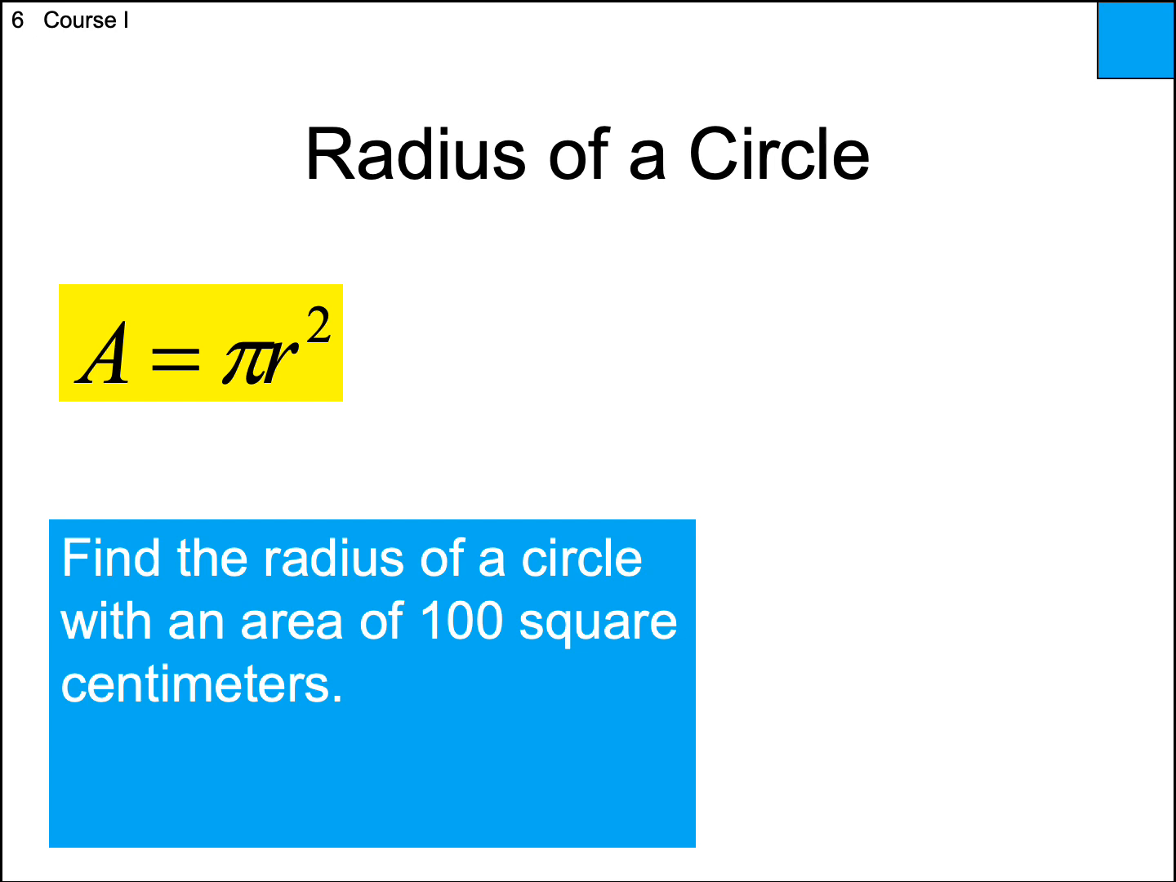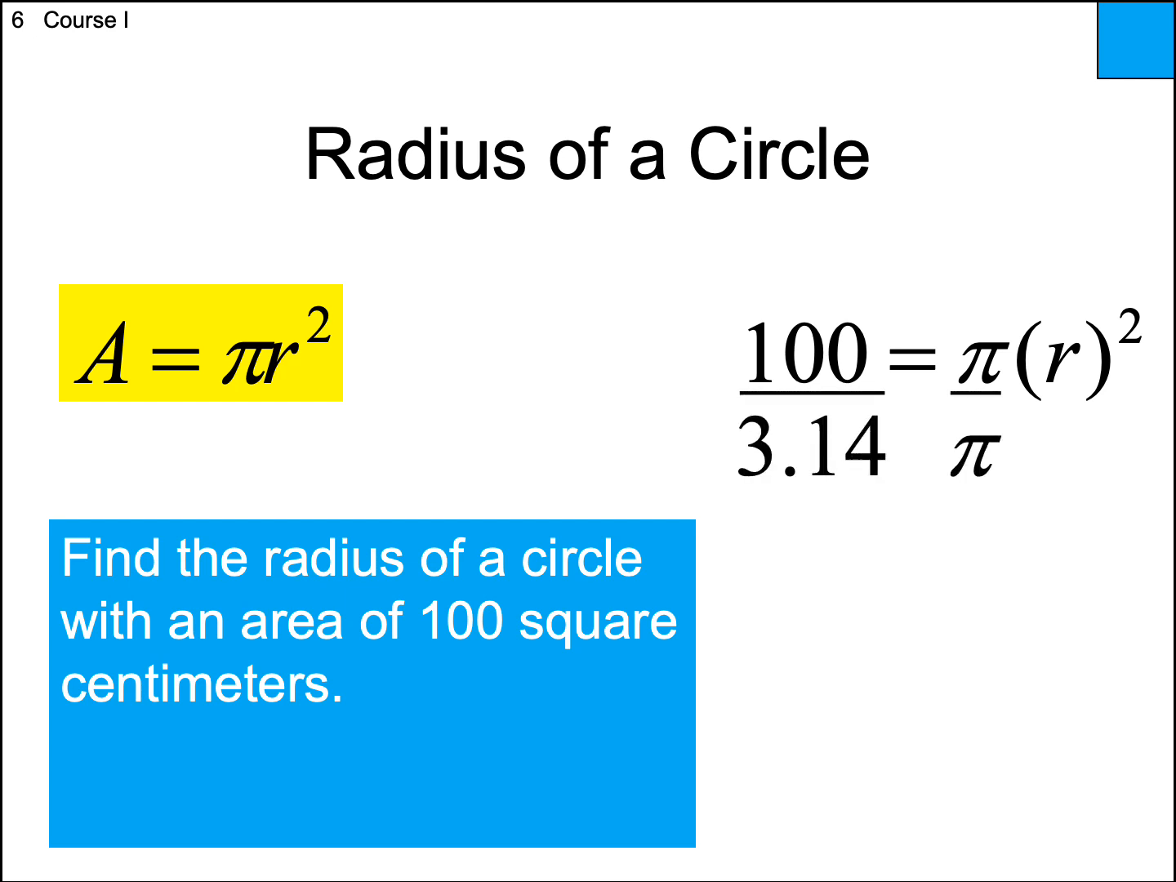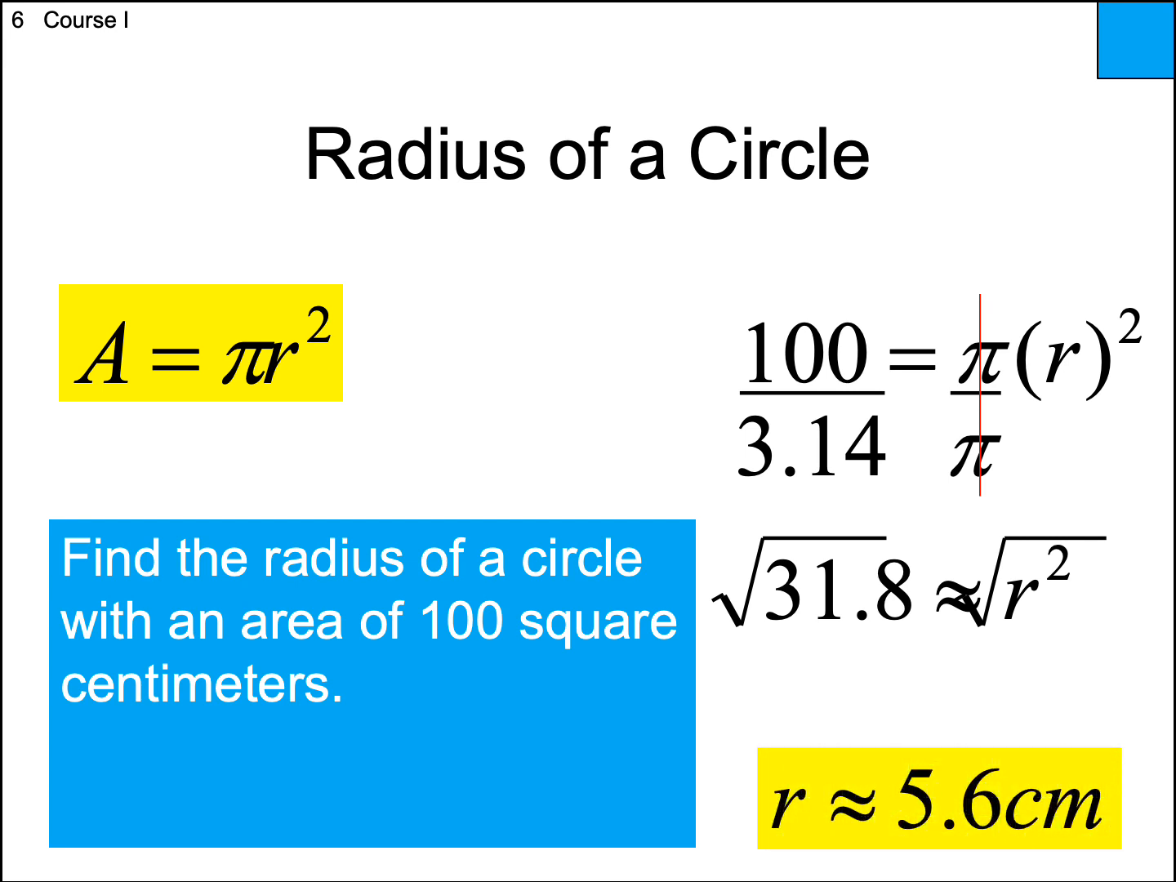Here we go. It says find the radius of a circle with an area of 100. I'm going to talk fast. Rewind the video if you need to hear this again. First step is divide both sides by pi. The pi's on the right cancel. 100 divided by 3.14 is about 31.8. To get rid of squaring, we take the square root. And the square root of 31.8 is about 5.6.